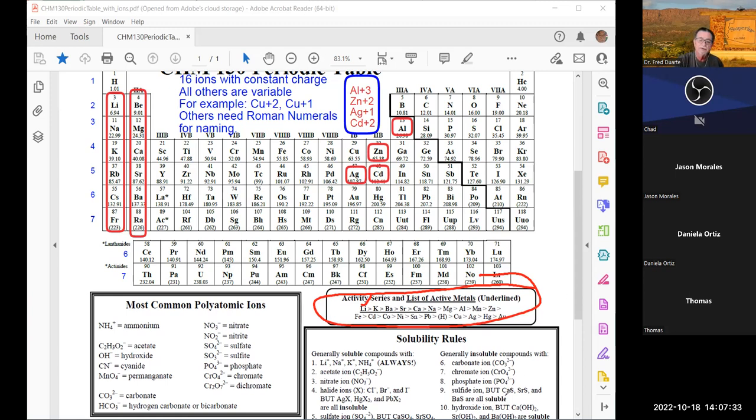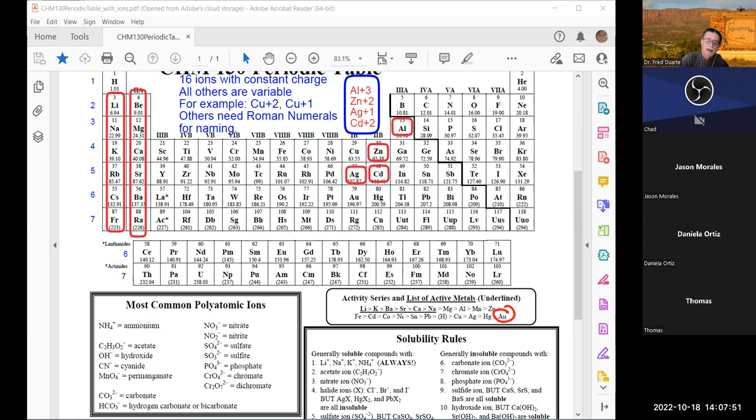If you look at that list, you'll see the most unreactive metal is gold, which is true. Gold is called the noble metal. This is very unreactive. It can react, but it takes very aggressive conditions to get it to react.